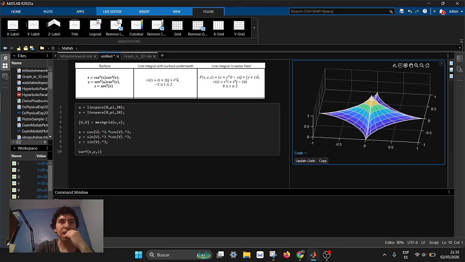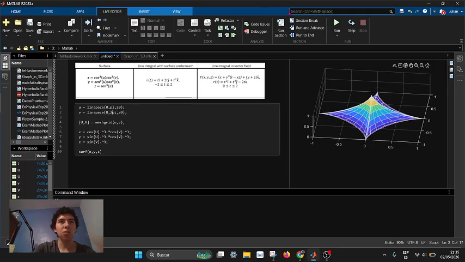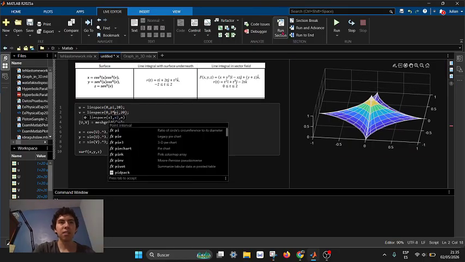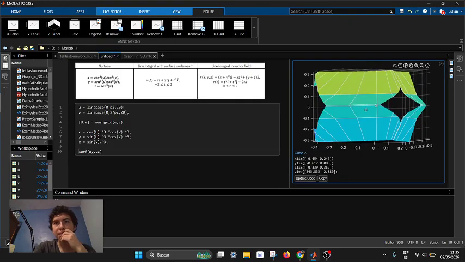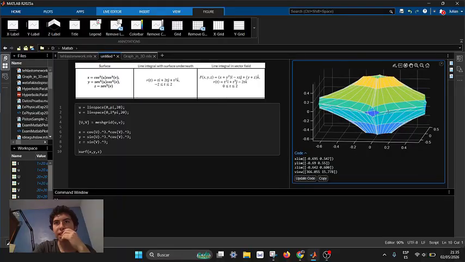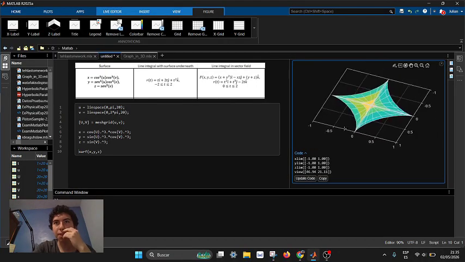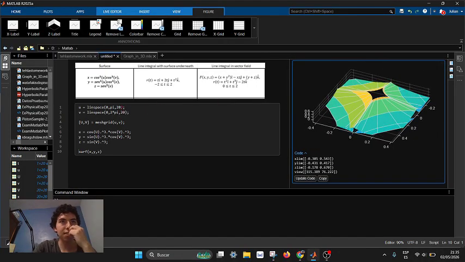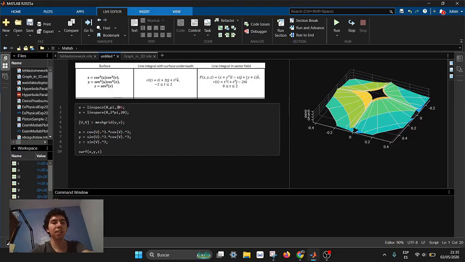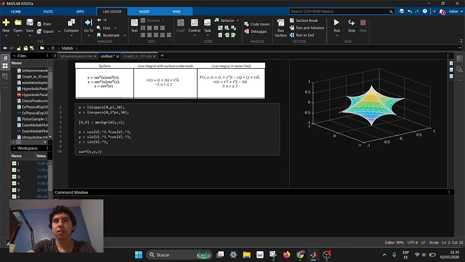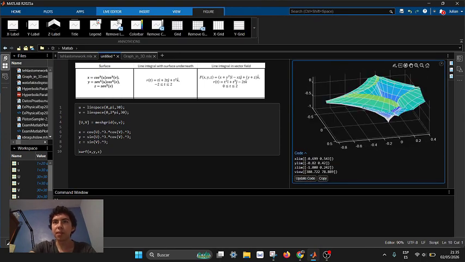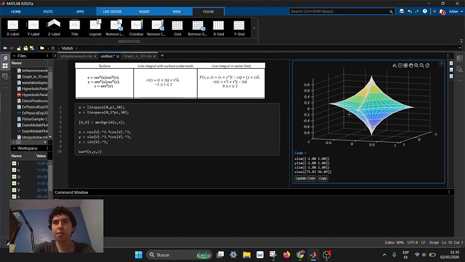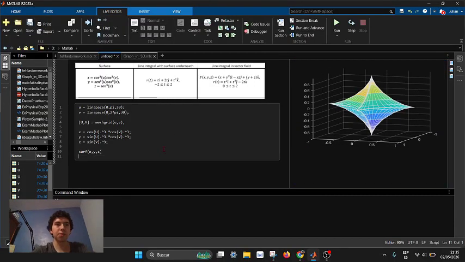Oh wait, perhaps we can do 2 pi for a single one. Let's see what happens here. Ah, very interesting. We have correctly made the figure that we were supposed to do, I think. I'm going to up these to 30 because it looks a little bit ugly. All right, perfect. That looks very good. That looks very interesting. Okay, so that's our surface plot. We're done with this one.